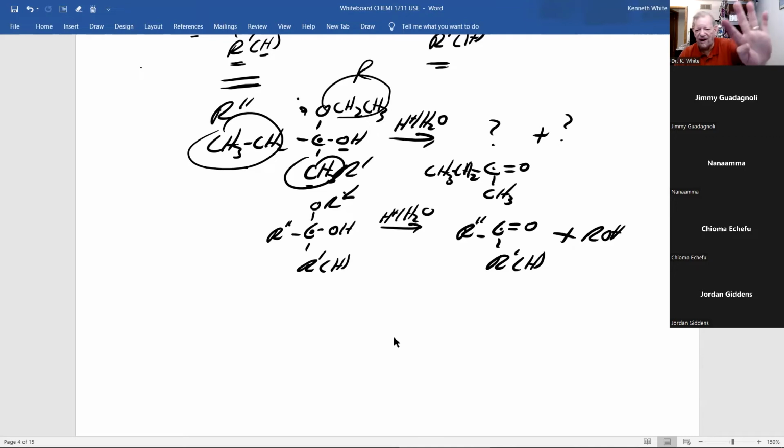Remember, there's 4 bonds to carbon. We can then see our alcohol here is R here, which is ethyl. And the carbon with the hydroxyl oxygen here is the one that will have the hydroxyl group. And that's what you get.